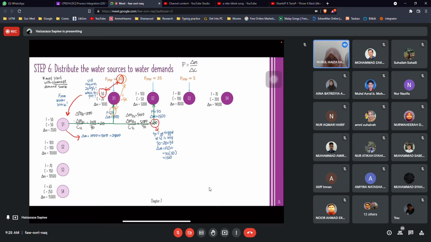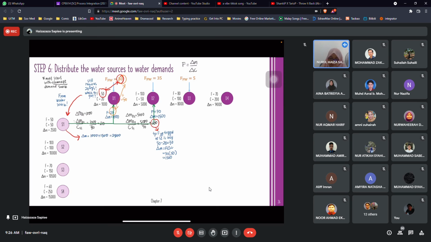Tapi sebenarnya sekarang ni kita dah ada 35 and yang tinggal kat S1 ni hanya tinggal 30. So that's why you take 50 minus your 20, which is the one supplied to your D1. So you get 30 kat sini. And you use your 30 to times your 50, which leaves you with a delta M of 1500. So sekarang ni kita boleh ambil daripada S1 provided give to D2 1500.